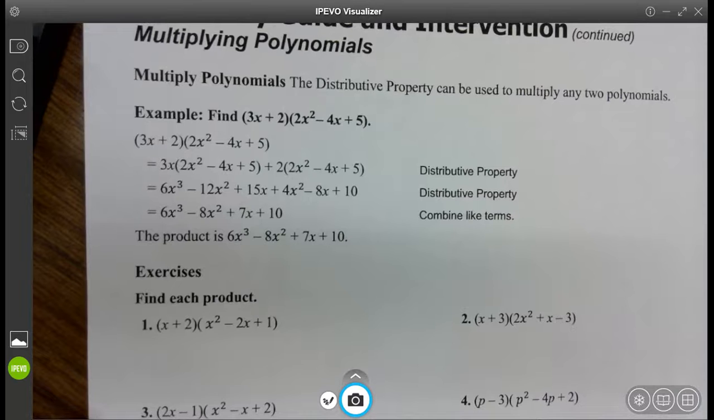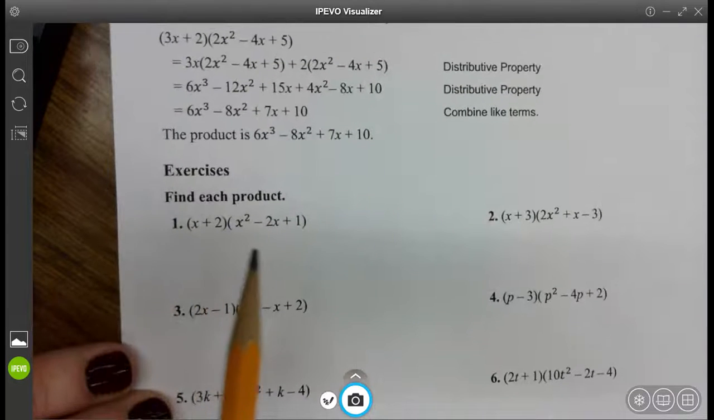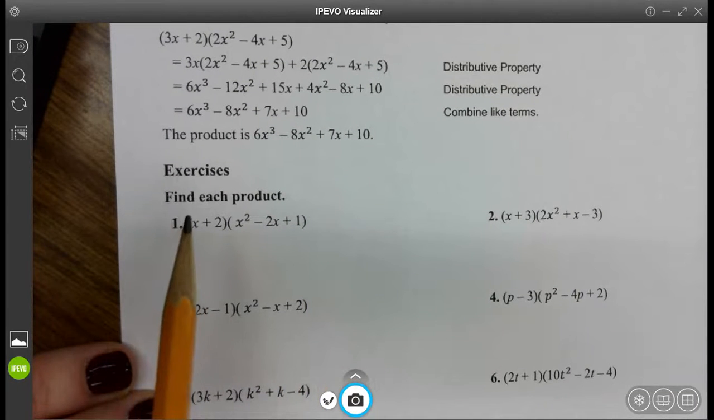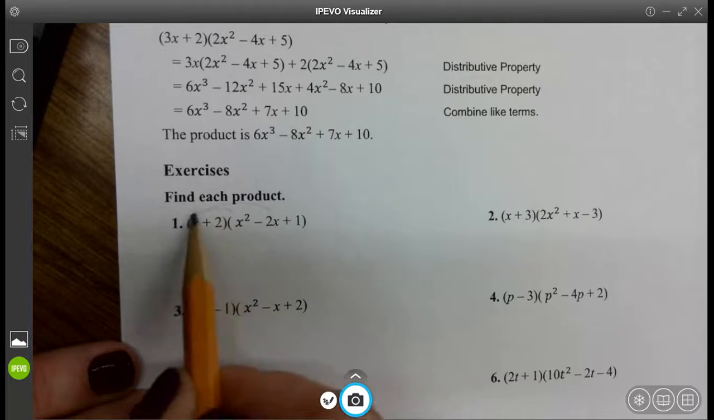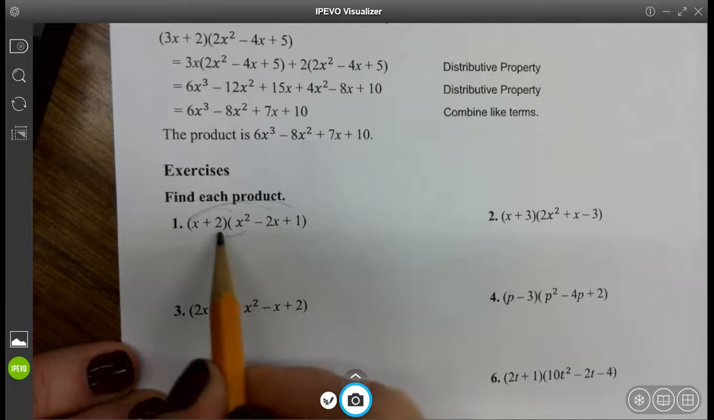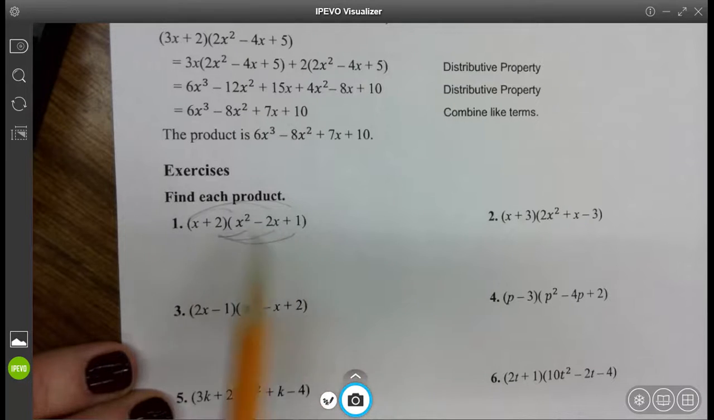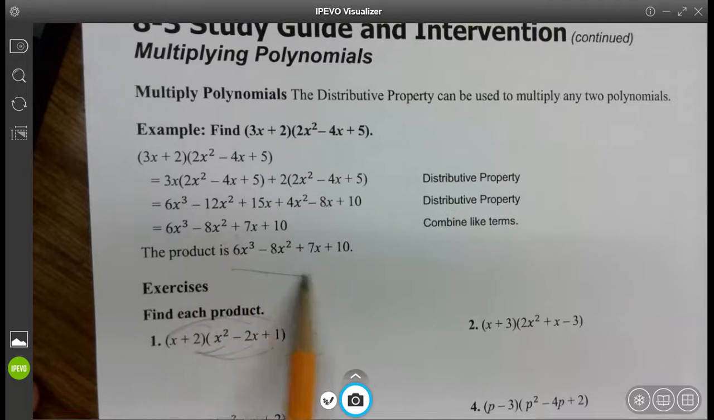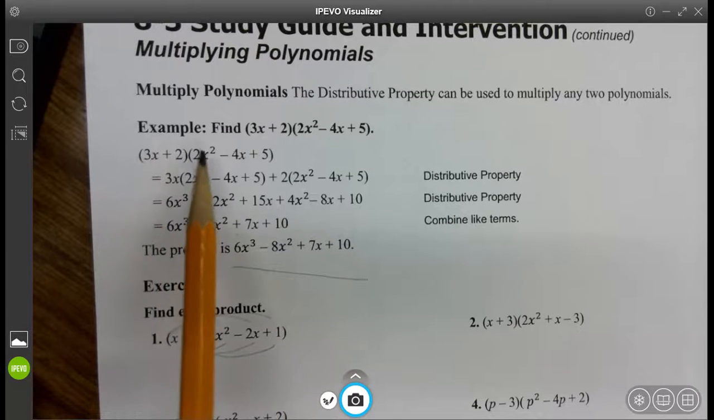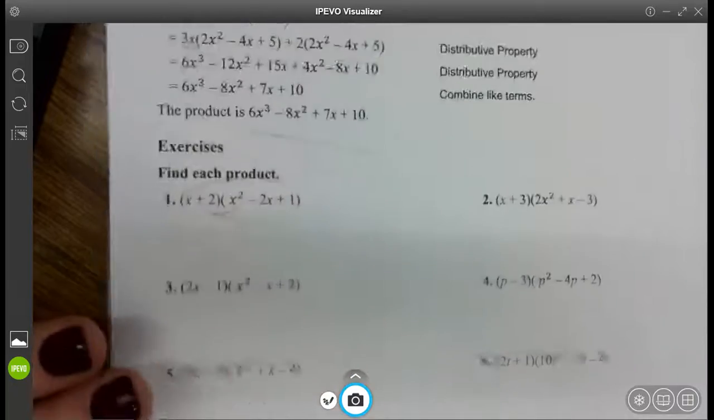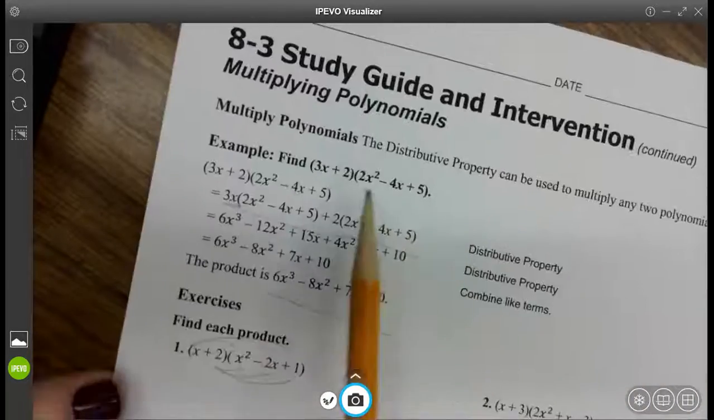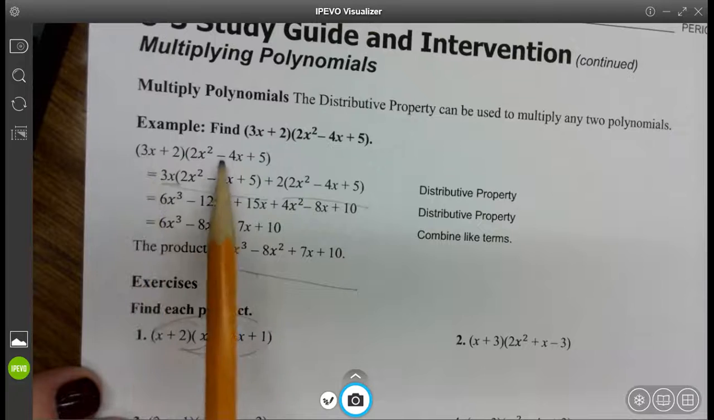Now we're going to distribute with a binomial and a trinomial. So you're not doing first, outer, inner, last. It's the first one distributes to all the terms, and then the second one distributes to all the terms. So you're going to get 1, 2, 3, 4, 5, 6 terms, and then you have to combine like terms. So it's showing the first goes to all 3, and then the second goes to all 3 using the distributive property.